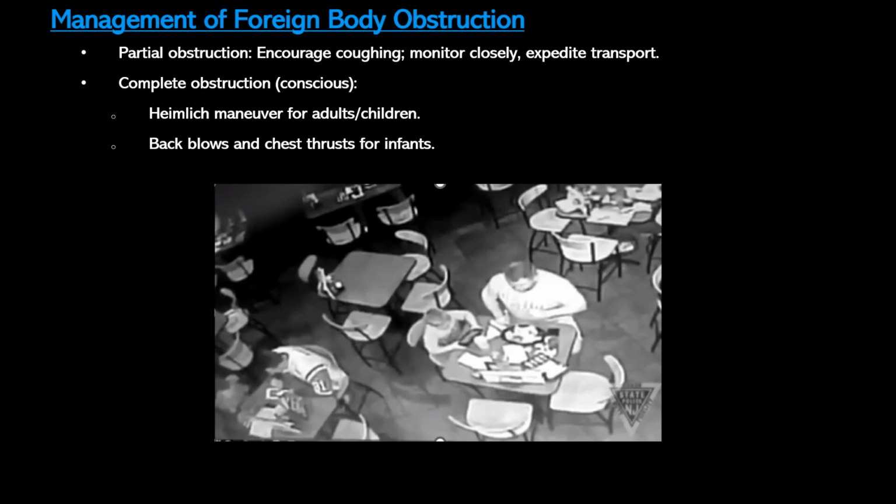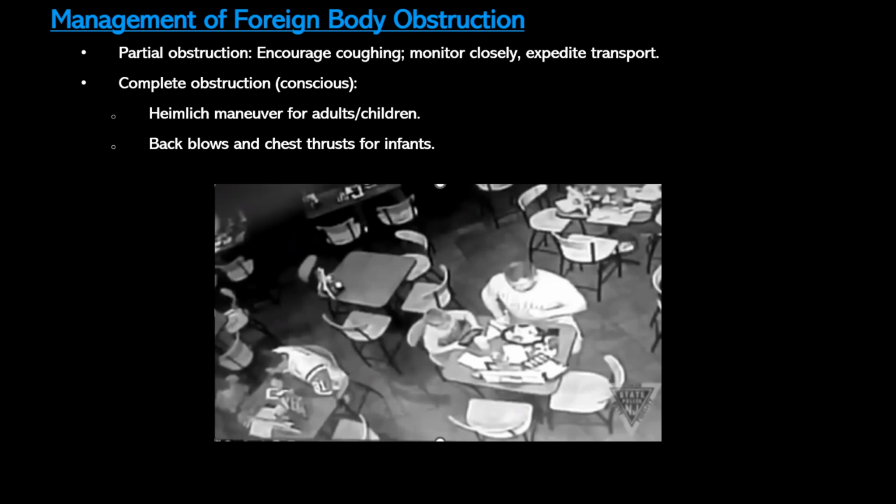Close monitoring is important, as a partial obstruction can quickly become complete if the foreign body shifts or swelling develops. Rapid transport to a healthcare facility is strongly advised. In cases of complete obstruction in conscious patients, the approach varies by age. For adults and children over 1 year old, abdominal thrusts are the preferred method.